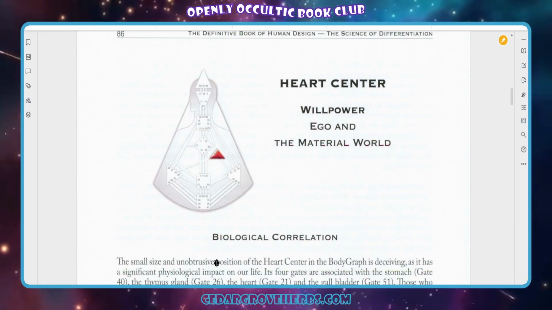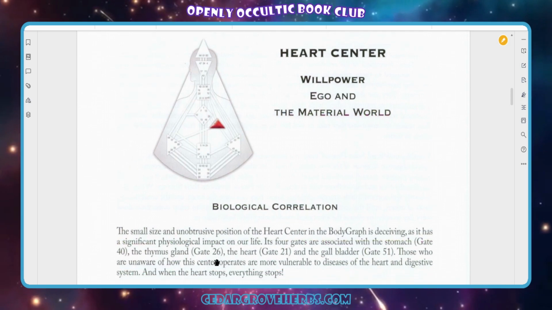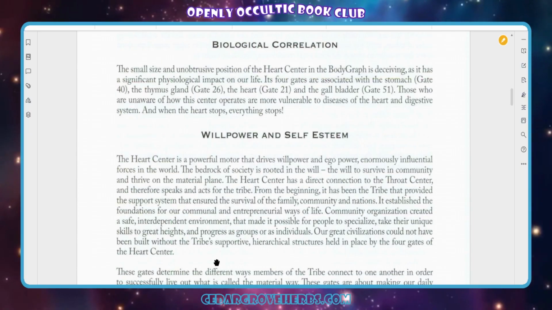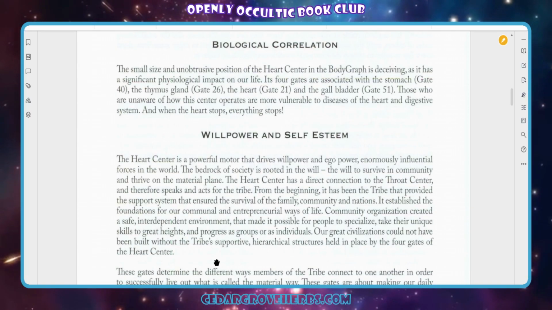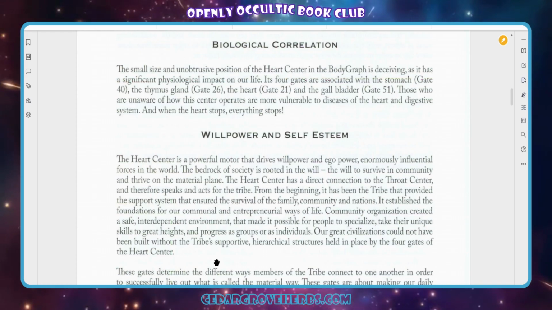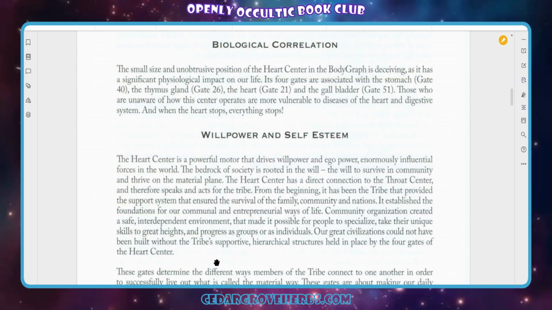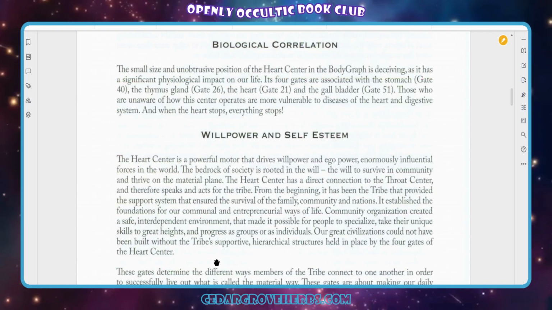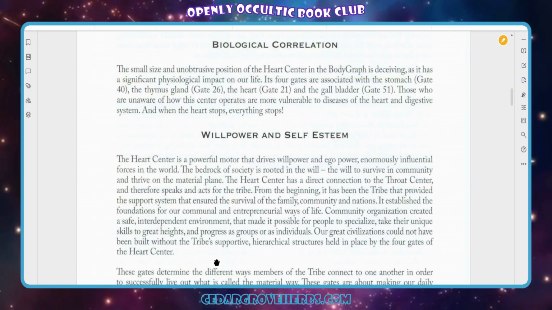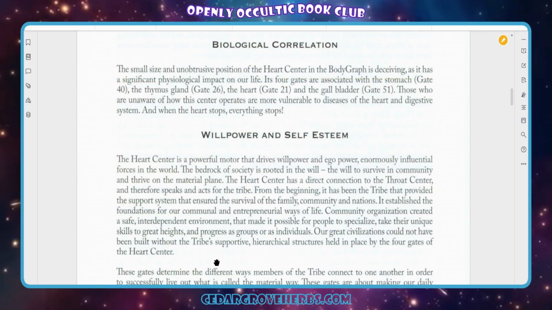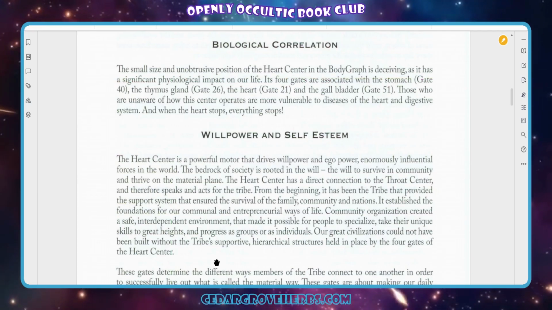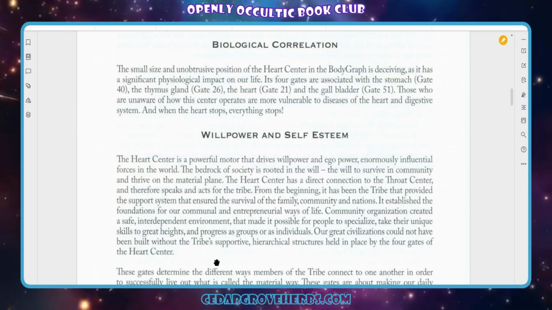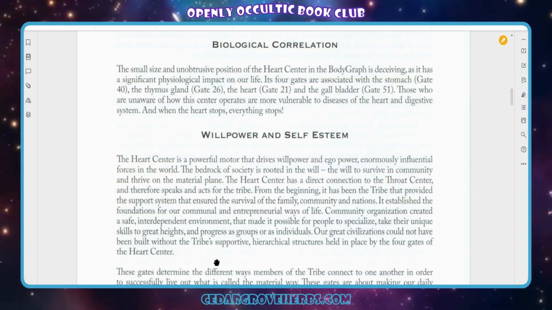The heart center, willpower, ego, and the material world. Biological correlation. The small size and unobtrusive position of the heart center in the body graph is deceiving, as it has a significant physiological impact on our life. Its four gates are associated with the stomach, gate 40, the thymus gland, gate 26, the heart, gate 21, and the gallbladder, gate 51. Those who are unaware of how this center operates are more vulnerable to diseases of the heart and digestive system. And when the heart stops, everything stops.